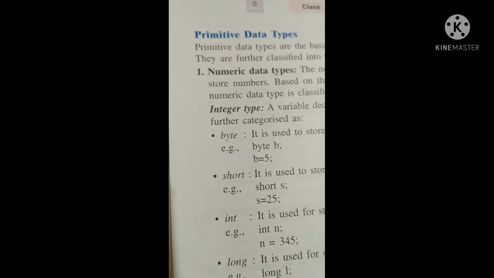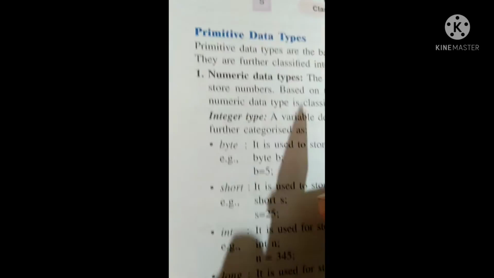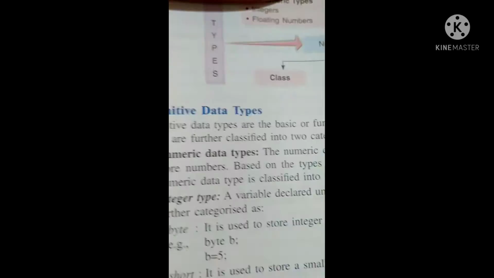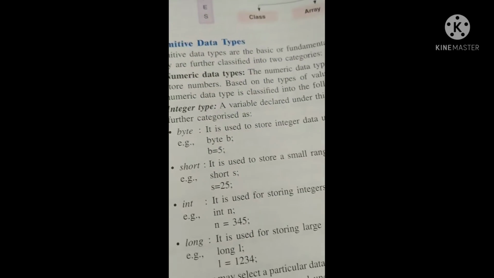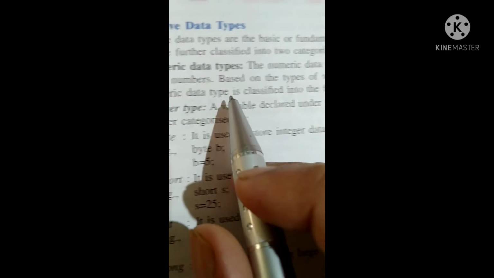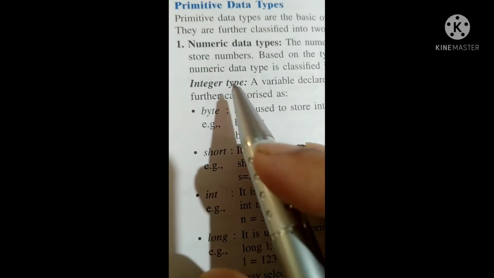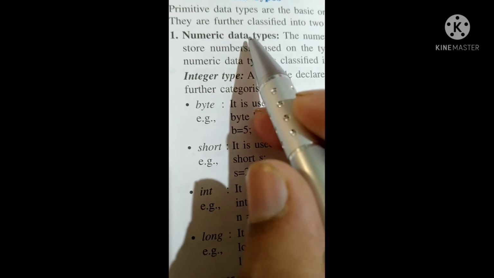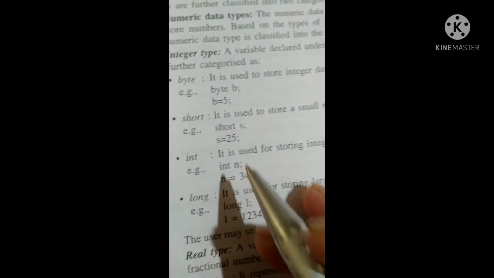So that also comes under two types. First is numeric data types and second is real data types, which I have told you earlier. Integer and floats. Numeric data types are used to declare a variable that can hold numeric data, and are classified into the following two types. First is integer type and second is real type.